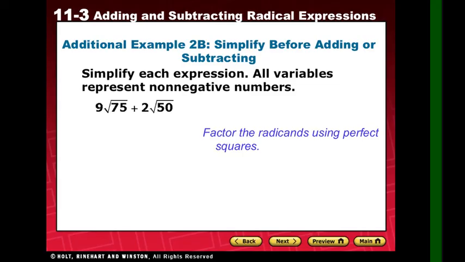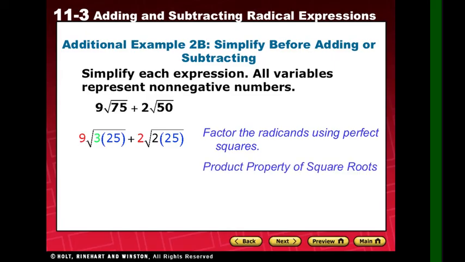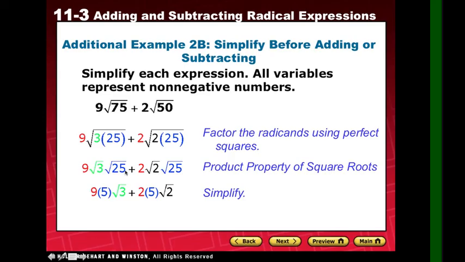Factor the radicals using the perfect square. So this is what we used: 9 square root of 3 times 25 plus 2 square root of 2 times 25. Using the product property of square root, we separate square root of 3 and square root of 25, and square root of 2 and square root of 25. What is square root of 25? That's 5. So 9 times 5 is 45 square root of 3, plus 10 square root of 2.